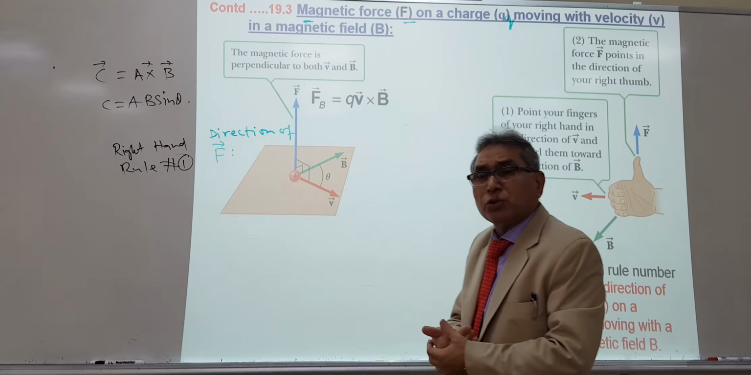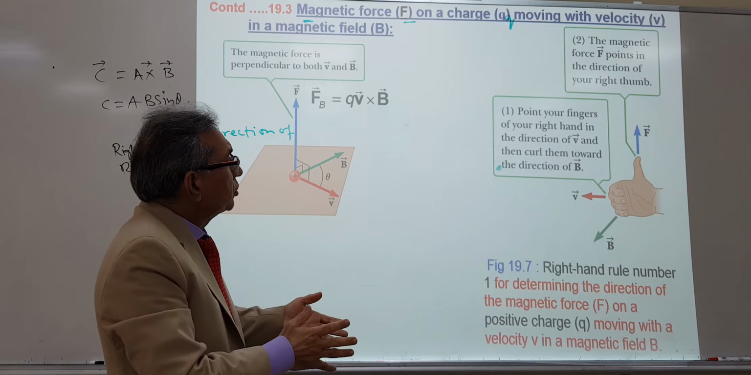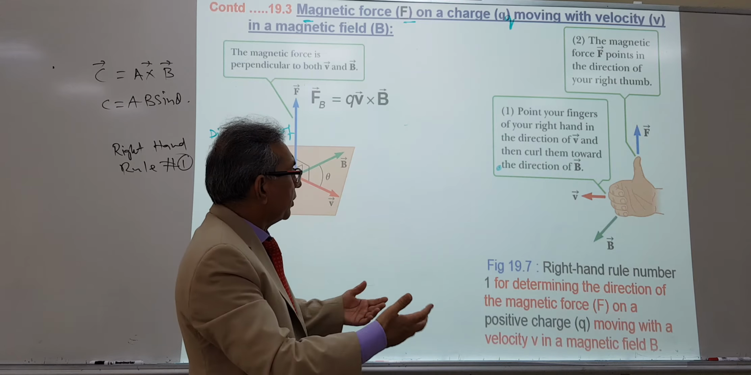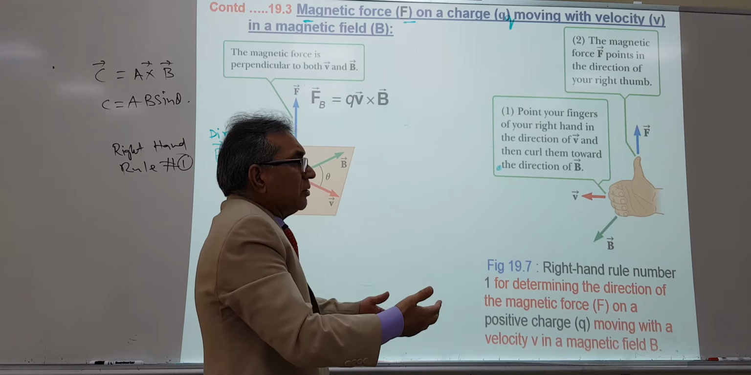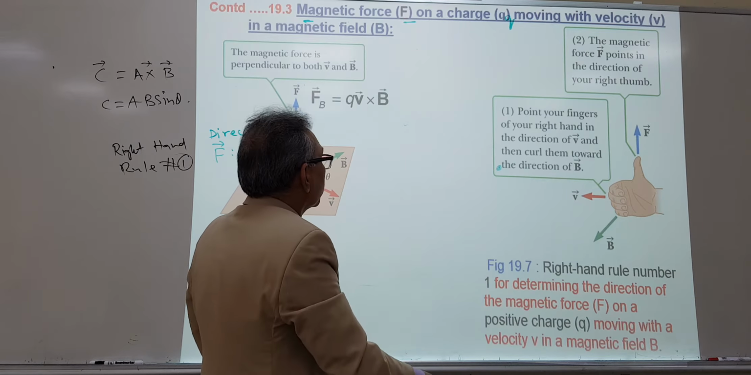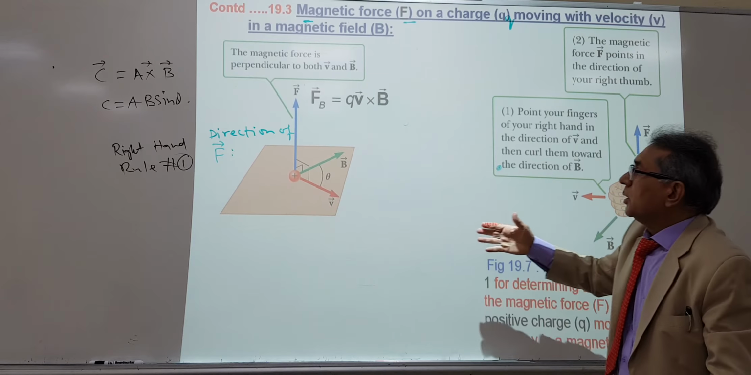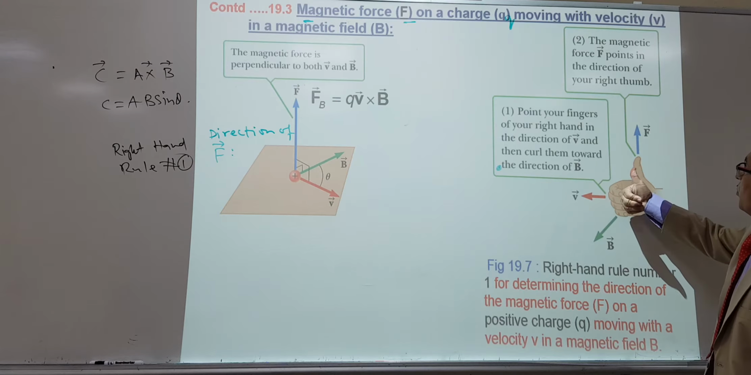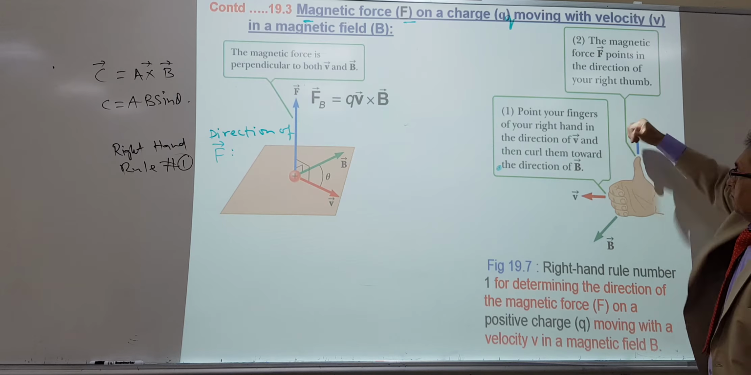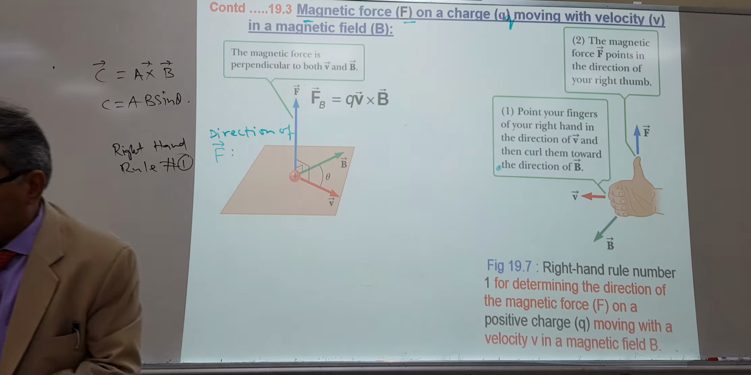What about the force on the negative charge in the magnetic field? If you are given a negative charge, first do it for the positive charge, but since it is negative, finally you reverse the direction of the force. For example, for the positive charge you see force up. For negative charge, reverse the direction. Simply. Alright.